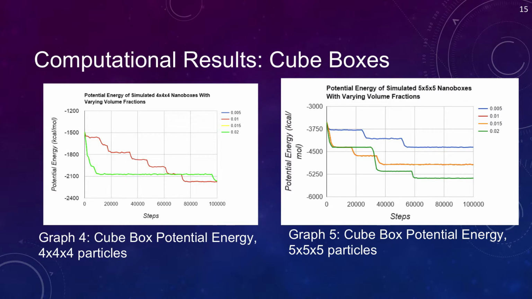As in the 4x4x4 particles, we cannot see the 0.005 or the 0.015. And this is because they have overlapped with another graph.